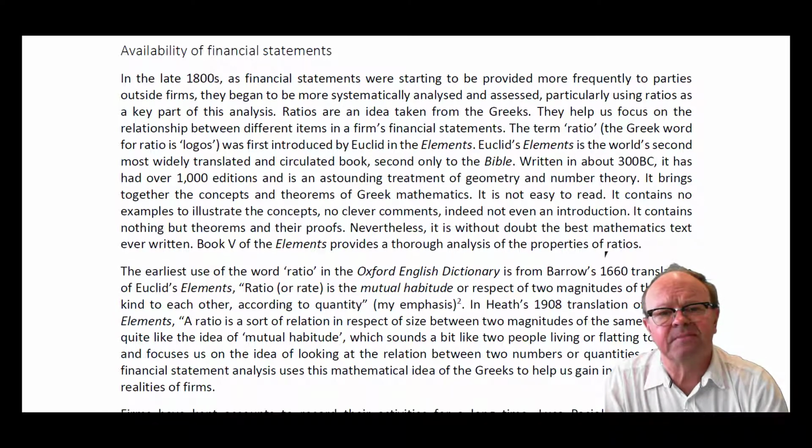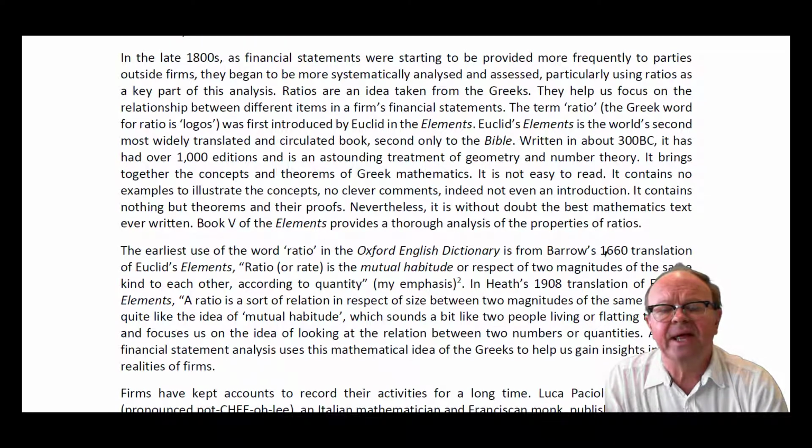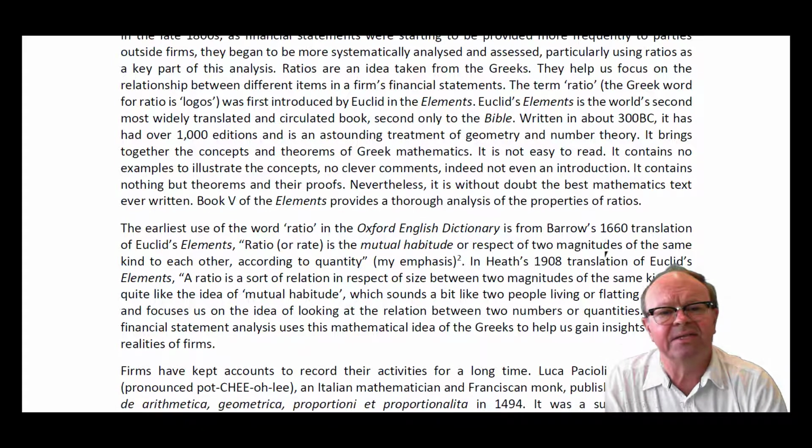Availability of financial statements. In the late 1800s, as financial statements were starting to be provided more frequently to parties outside firms, they began to be more systematically analysed and assessed, particularly using ratios as a key part of this analysis.